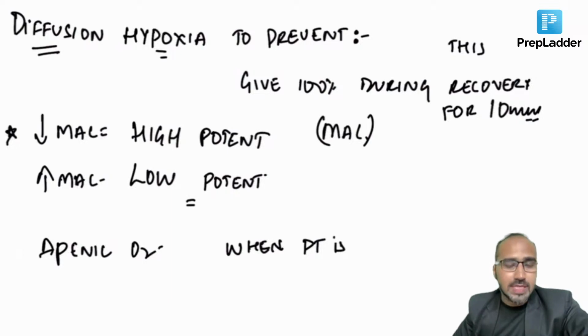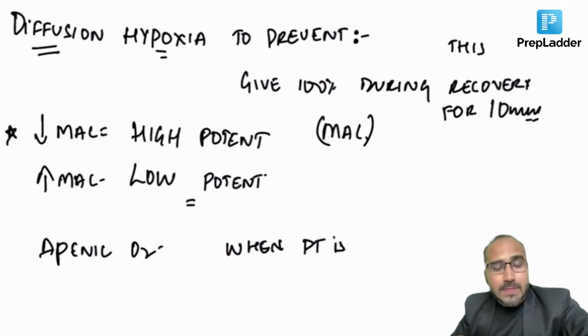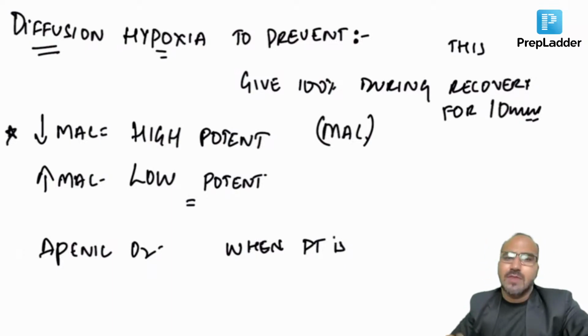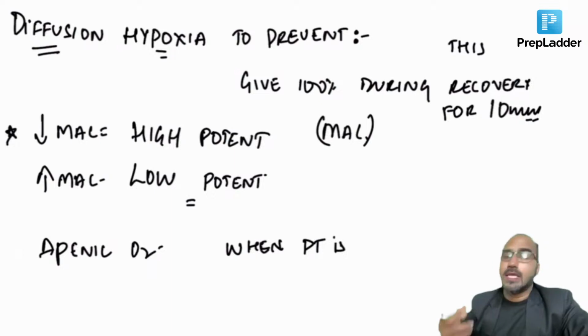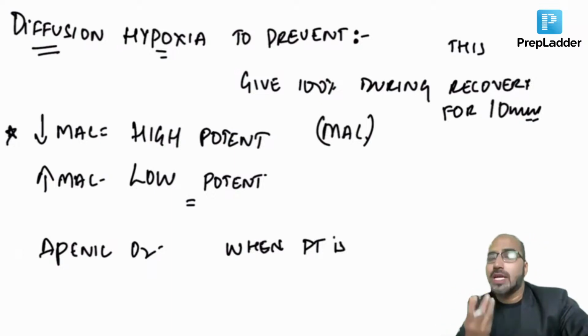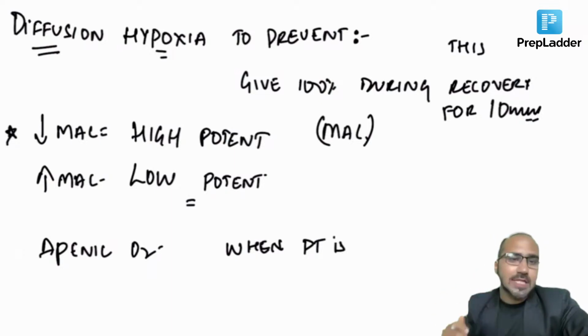Next is apneic oxygen. When is apneic oxygen given? Apneic oxygen is given when the patient is not breathing. That is, during anesthesia, during the muscle relaxant effect, when the patient is not breathing, you give oxygen to the patient. That is called apneic oxygen. Giving pre-oxygenation when the patient is already breathing is not apneic oxygen.